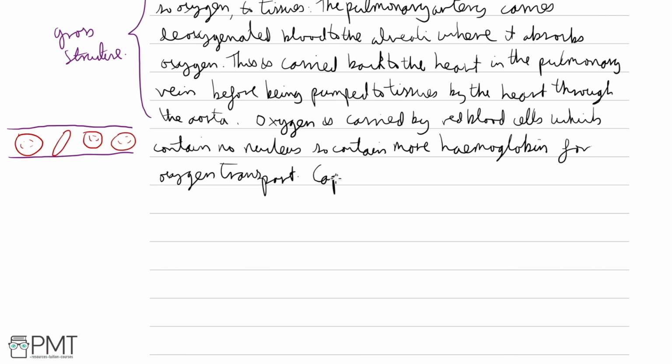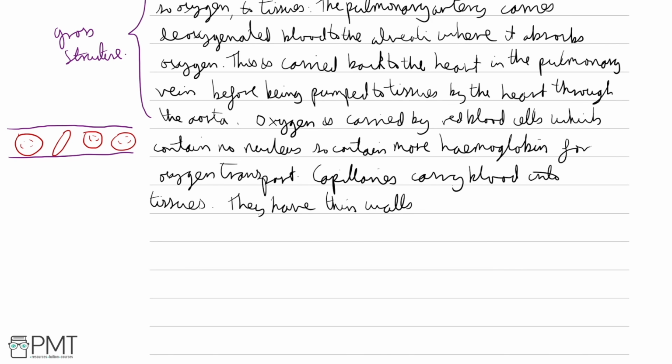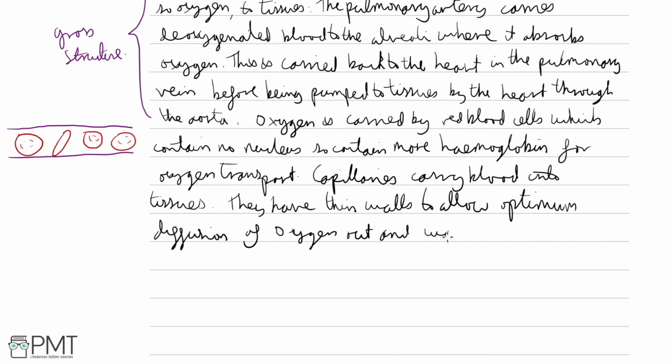Now, there are several adaptations of these capillaries which allow for optimum transport of oxygen to the tissues and removal of waste products from them. Well, in these capillaries, they have thin walls which allows for optimum diffusion of oxygen out of the capillaries into the tissues that require it for respiration, and of the waste products from these cells surrounding the capillaries into them.